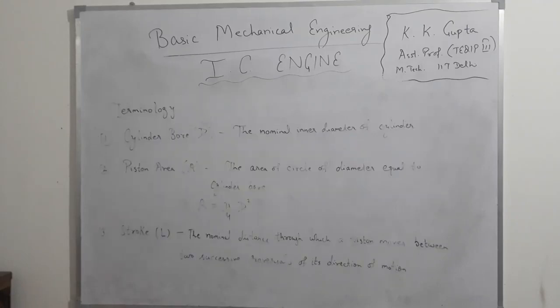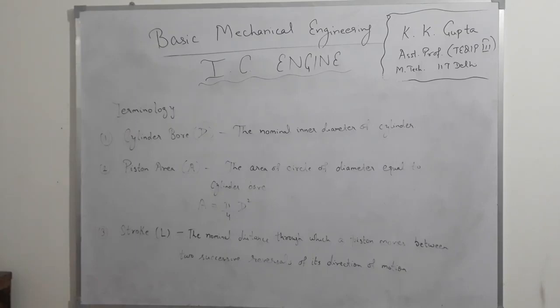Now there are some important terminology used in IC engine. First one is cylinder bore. It is denoted by D. It is the nominal inner diameter of the cylinder. Second is piston area, denoted by capital A. It is the area of the circle of a diameter equal to cylinder bore. We can mathematically represent it as pi/4 D square.